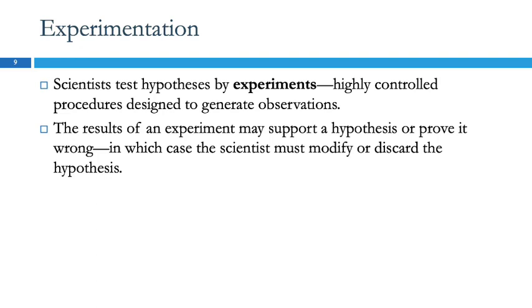Then the experiment may show that the hypothesis may be correct, it may support that, or it may prove it wrong. And then you have a choice. You can either discard the hypothesis. Sometimes it's like, looking back now, that was just a dumb idea. Just throw that out. Or sometimes we're like, well, there's something good in there. I just need to modify it a little bit. So you modify the hypothesis, and then you do another experiment to test that.